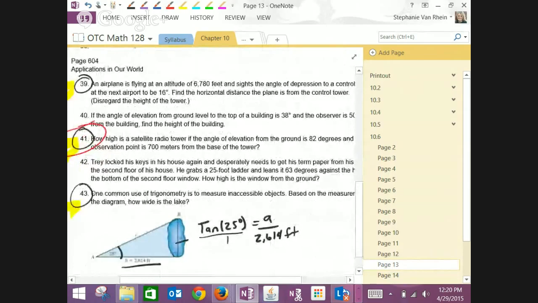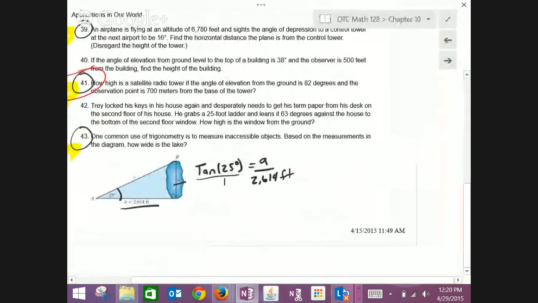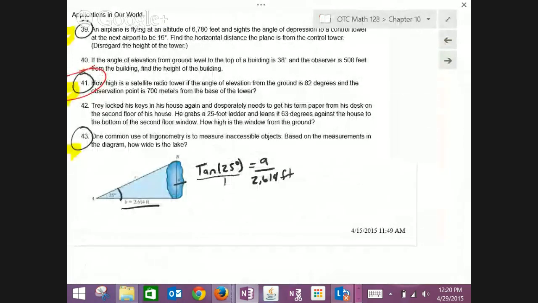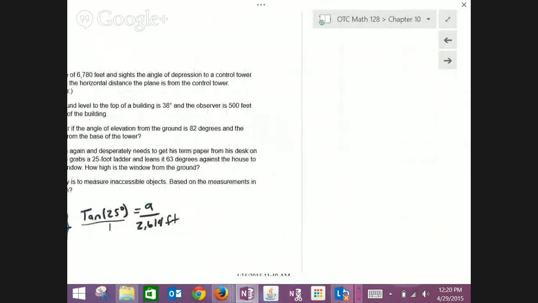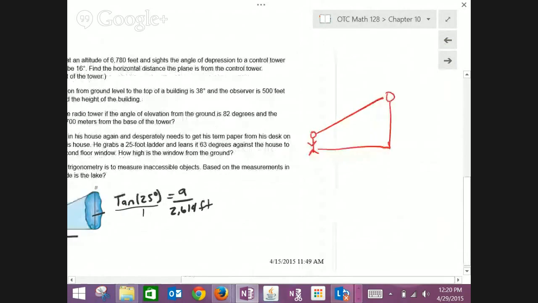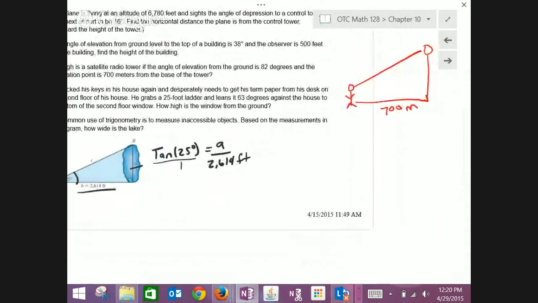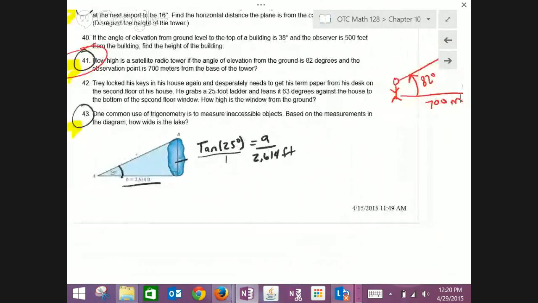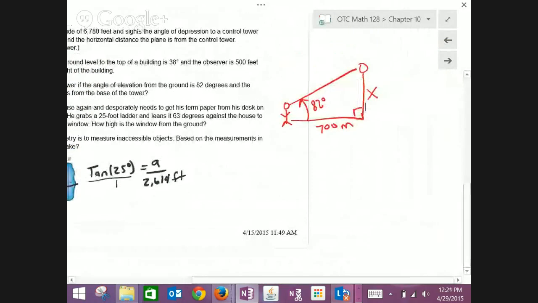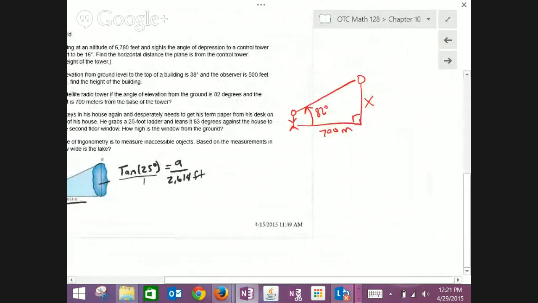We have, how high is the satellite radio tower? If the angle of elevation from the ground is 82 degrees and the observation point is 700 meters from the base of the tower. So this person is looking up at this tower, and the base of the tower is 700 meters away, and he's looking up at an elevation from the ground of 82 degrees. We want to know how high the satellite radio tower is. The majority of word problems is, can you draw a picture? If you can draw a picture, then it simplifies to, here's a triangle, find the missing piece.